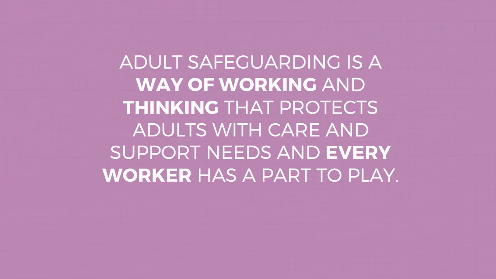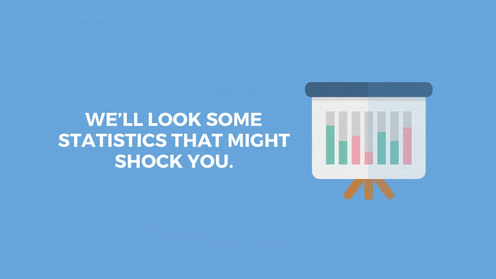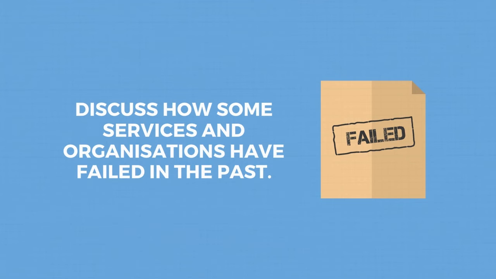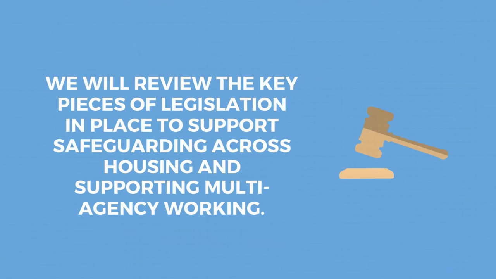Adult safeguarding is a way of working and thinking that protects adults with care and support needs, and every worker has a part to play. This course is designed to help you. We'll look at some statistics that might shock you, discuss how some services and organisations have failed in the past. We will review the key pieces of legislation in place to support safeguarding across housing and supporting multi-agency working.